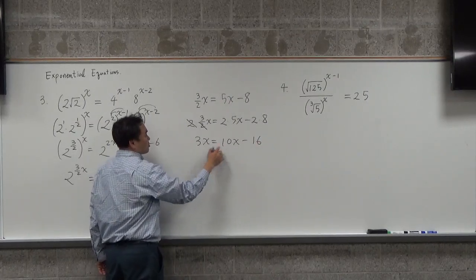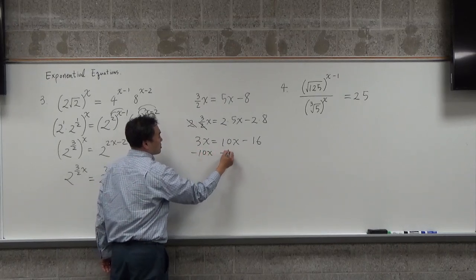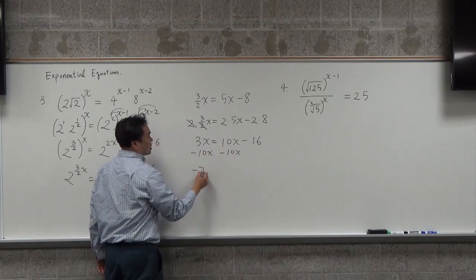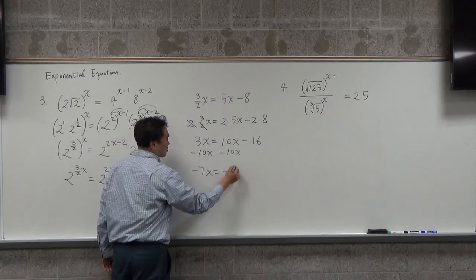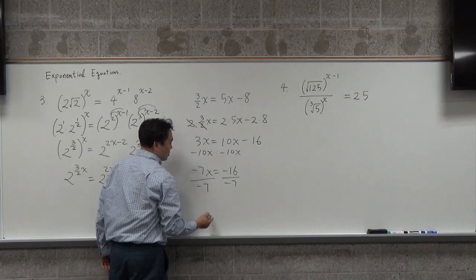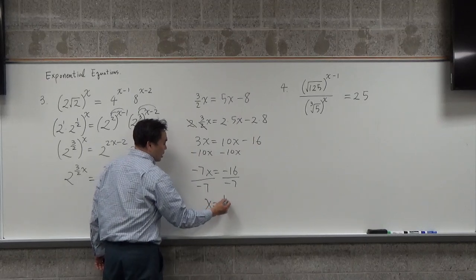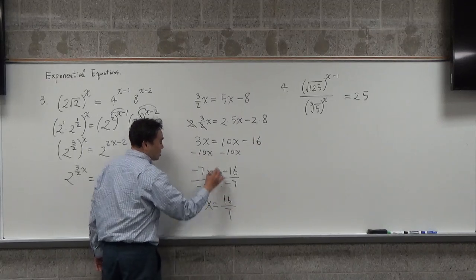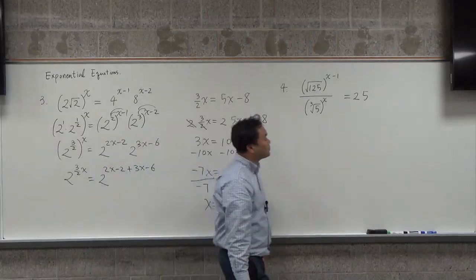Now let's subtract 10x from both sides. That gives you negative 7x equal to negative 16. And now divide both sides by negative 7. That gives you x equals positive 16 over 7 because negatives cancel, right?